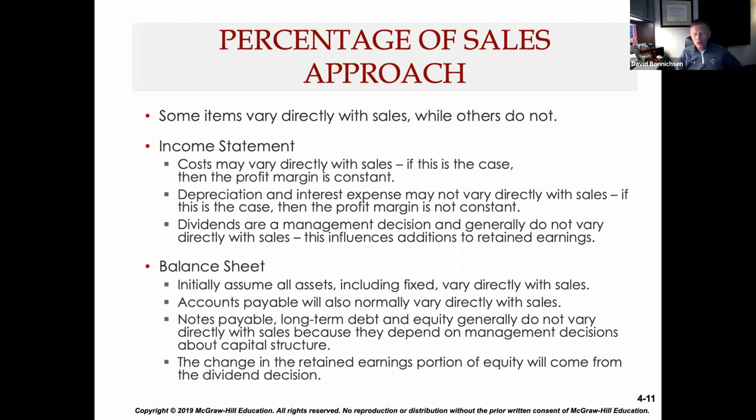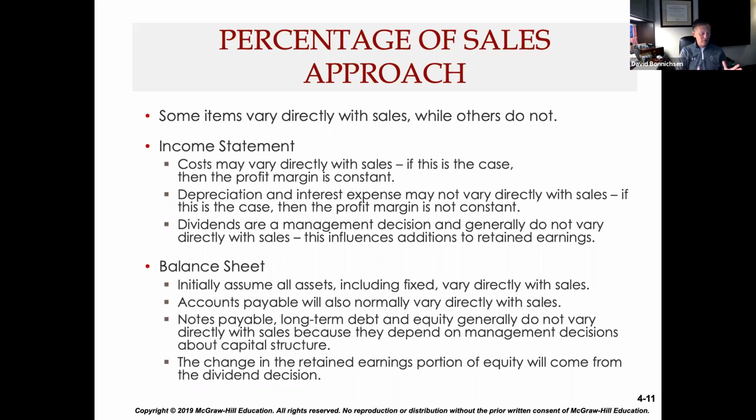On the balance sheet, for all intents and purposes, on the assets side, we're going to move all the assets up by whatever sales goes up by. So if sales go up by 15%, then cash is going to go up by 15, AR is going to go up by 15, inventory is going to go up by 15, and net fixed assets are going to go up by 15.